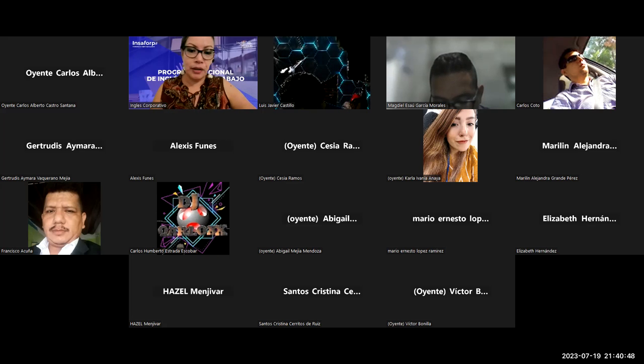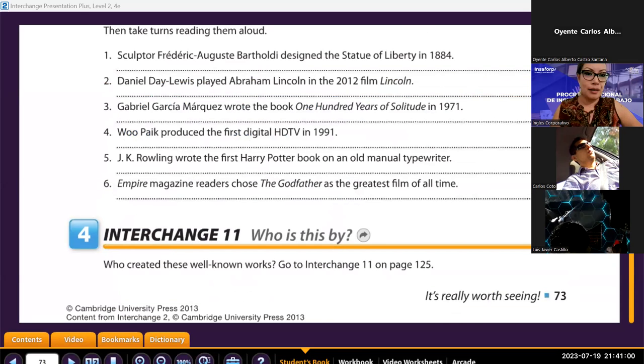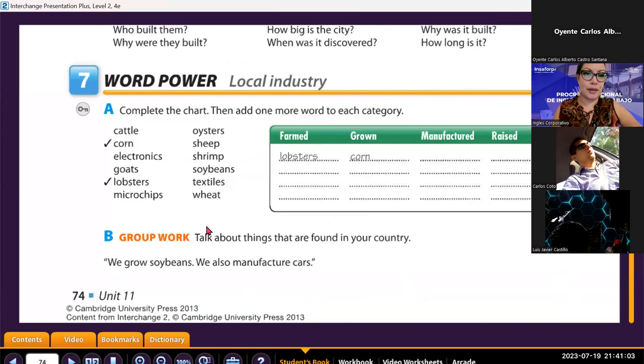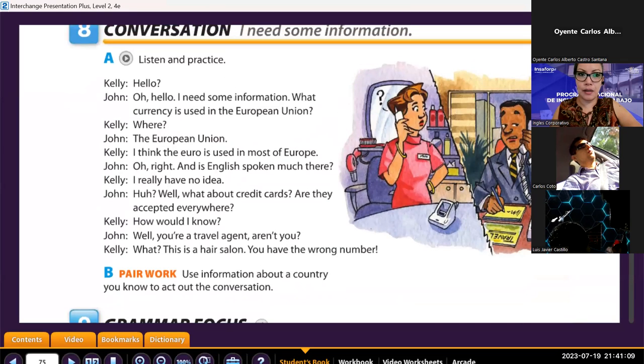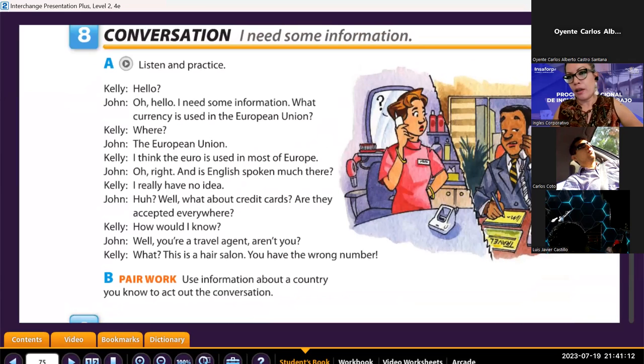Okay, now I'm going to continue sharing. We have a conversation related to the same topic. And for this one, we do have audio. So that's amazing. Just let me find it. Okay, we're going to listen to this conversation and then we're going to practice it. We have 20 minutes. We're going to listen to the whole thing and then you let me know if there is any question about vocabulary.